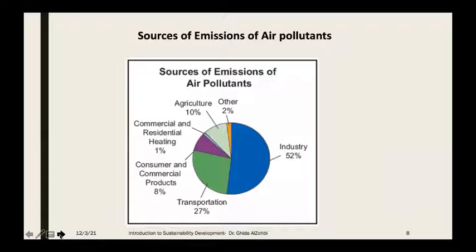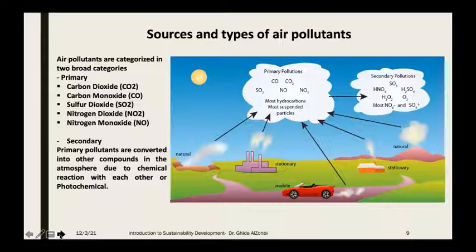Here in this slide, you can see the main sources of emission of air pollutants. Here we can see that industry is responsible for 52% of air pollutants, followed by transportation, then agriculture 10%, then consumer and commercial products, then commercial and residential heating, and 2% other sources.